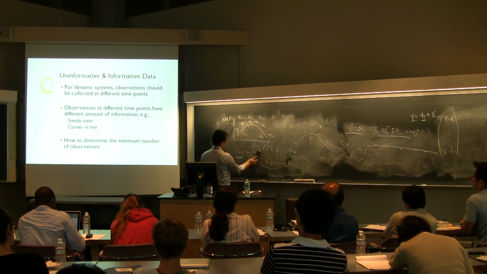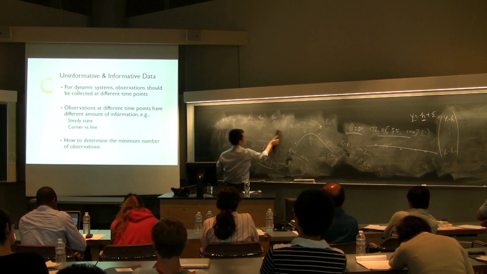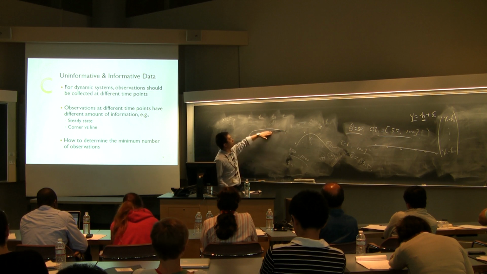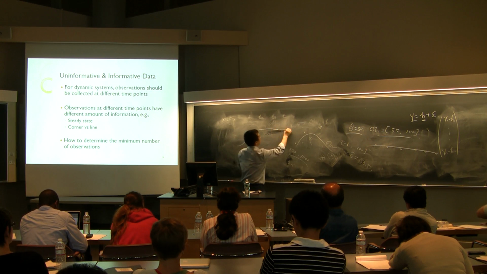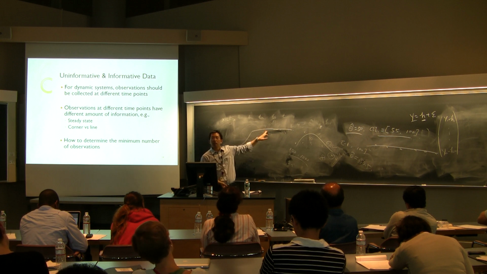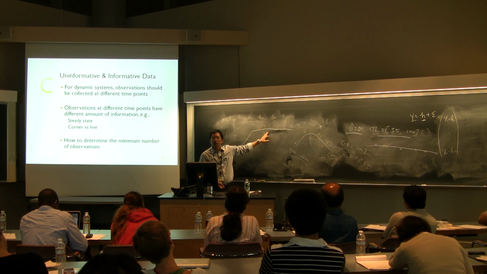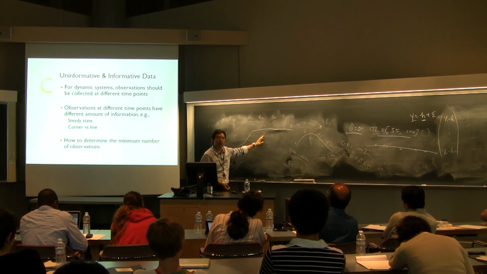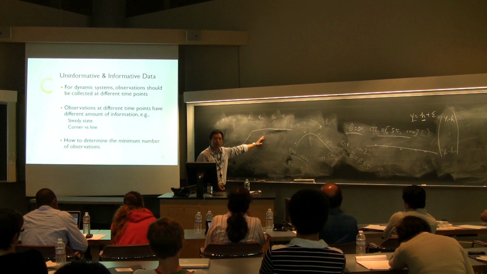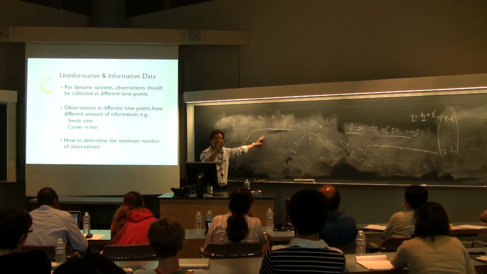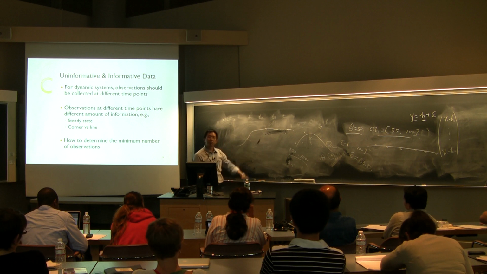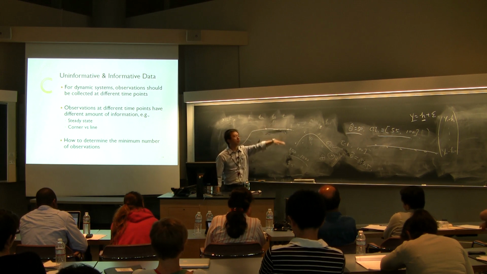For example, if you look at a steady state, of course my system doesn't look like a steady state, but let's pretend it's a steady state. At a steady state, if we want to determine this steady state, how many points do we need? 2. 2, right? It's a flat line. You just need 2 points to determine the slope.